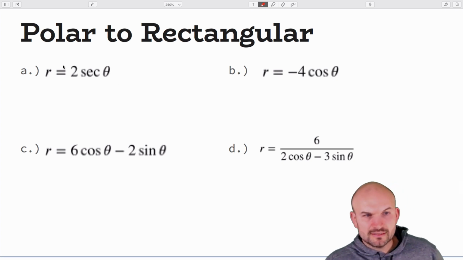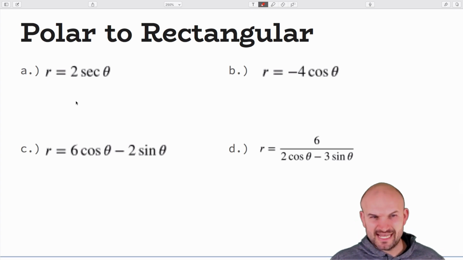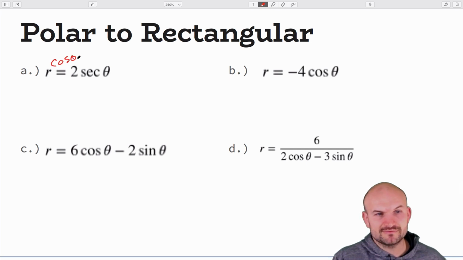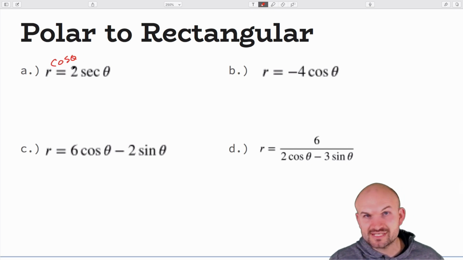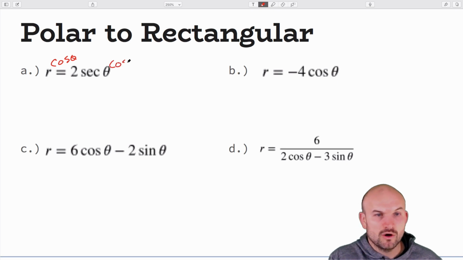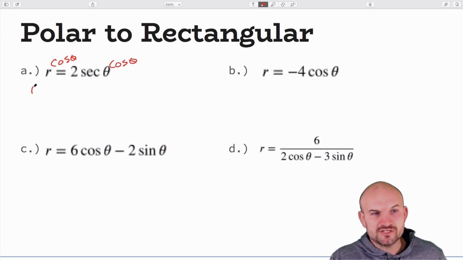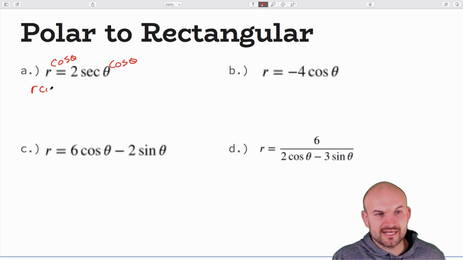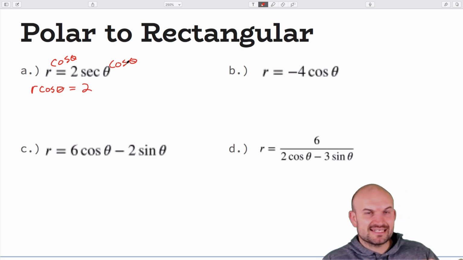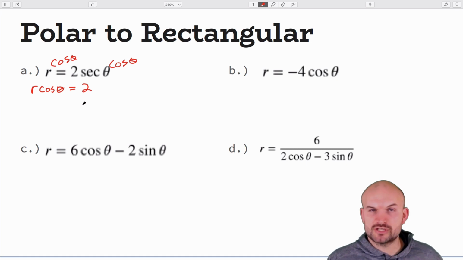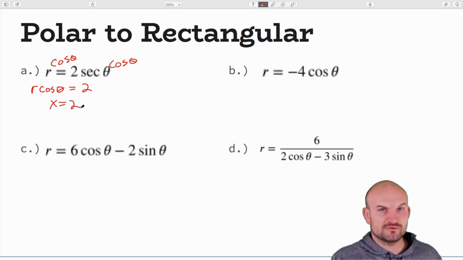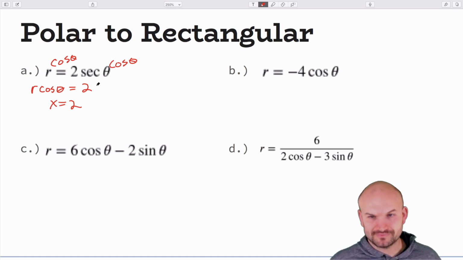So in this next one, I'm not used to secant. Like, what should I do here? Well, again, if I have an r, I want the r to be multiplied by cosine of theta, right? It's either I square both sides, multiply by r on both sides, or multiply by cosine of theta. So when I multiply by r cosine of theta, I get r cosine of theta equals 2, because secant of theta times cosine of theta are reciprocal functions of each other, so it's equal to 1. And again, r cosine of theta is equal to x. So x equals 2. And voila, we're done.